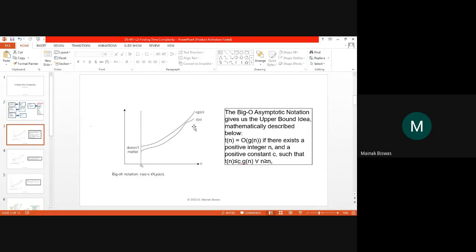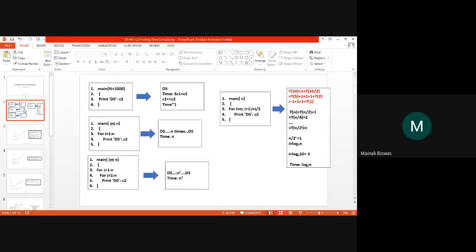So let us see in all these four cases, 1, 2, 3, 4, what is the worst case time complexity of each. All will run in their worst case time complexity only. This will run one time, this will run n times, this will run n square times, and this one is for log base 2 of n.